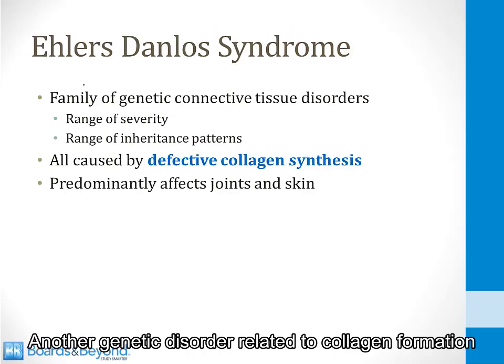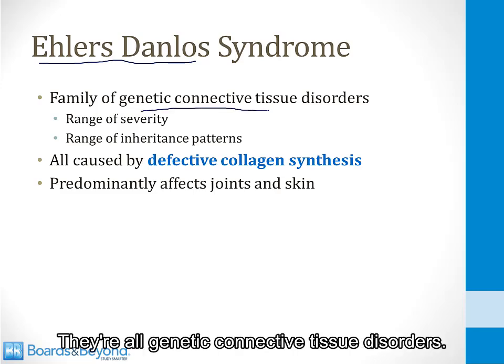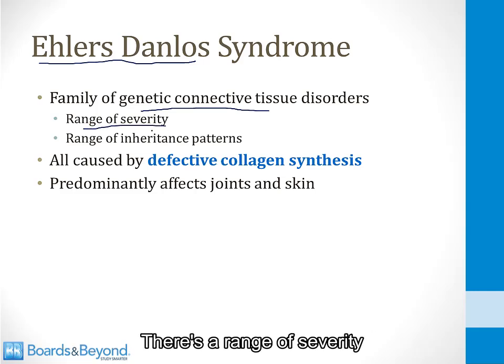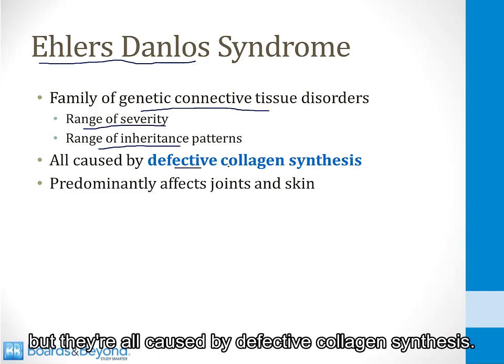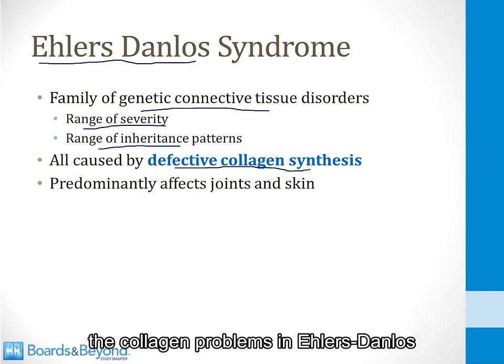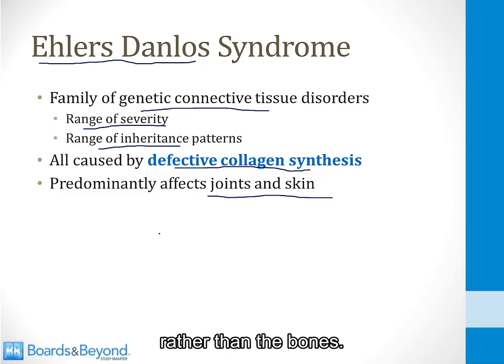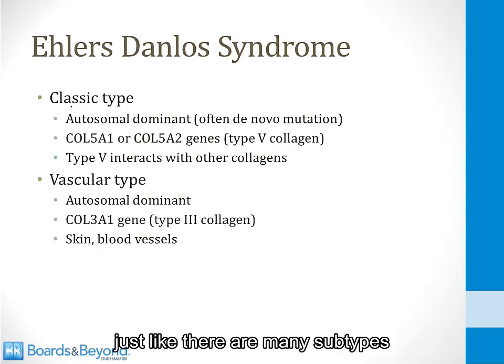Another genetic disorder related to collagen formation is Ehlers-Danlos syndrome. Just like osteogenesis imperfecta, this is a family of conditions. They're all genetic connective tissue disorders. There's a range of severity and a range of inheritance patterns, but they're all caused by defective collagen synthesis. And in contrast to osteogenesis imperfecta, the collagen problems in Ehlers-Danlos primarily affect the joints and the skin rather than the bones. There are many subtypes of Ehlers-Danlos syndrome, just like there are many subtypes of osteogenesis imperfecta.